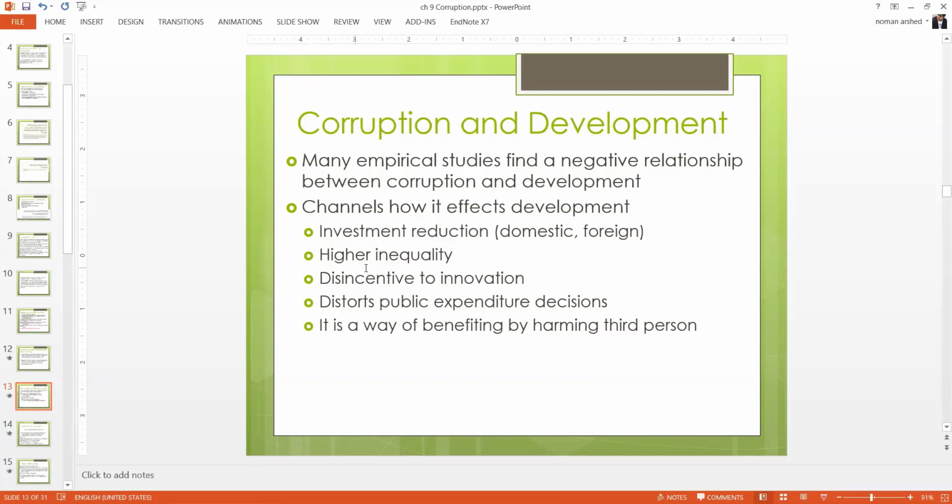Secondly, there will be high inequality. If there is corruption, then the public benefit will reduce and the private benefit will increase. It means government officials will use the office for their own benefits, and they will not exercise the public benefit. So what will happen? In the economy, the cash will go towards the rich or individuals rather than the economy. So there will be inequality.